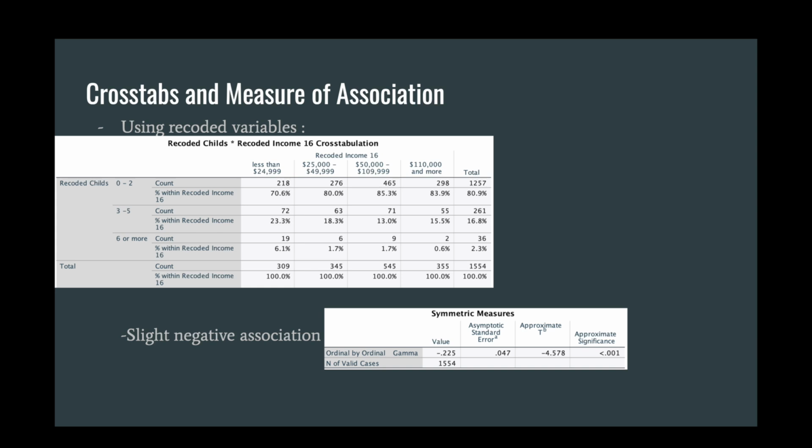Since both variables are coded in the same direction, the negative gamma suggests a negative correlation between income and number of children. There is a moderate strength of my relationship, and overall that is worth making note of.